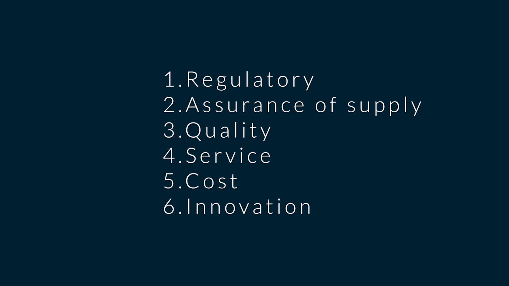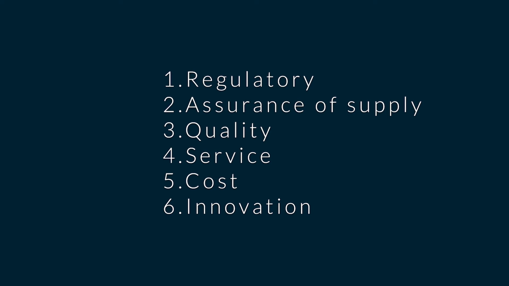Number 2, assurance of supply. In this case, you're interested in knowing if the products will be available when you need them. I mean, is the supplier going to deliver those products if and when you need them? So you need that assurance. Number 3, quality. So the consistency, reputability, and fitness for purpose of the goods and service that you procure. So that is also important.